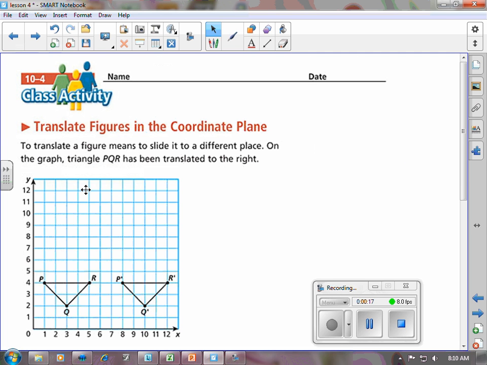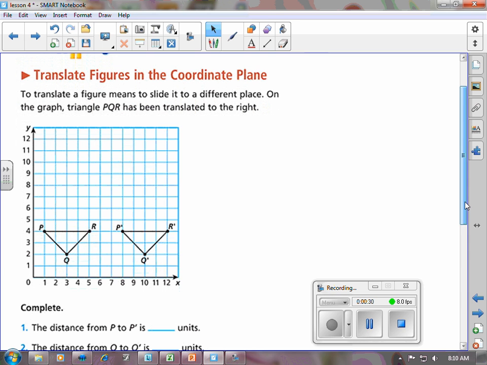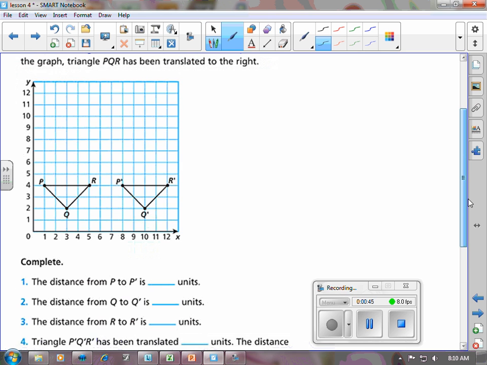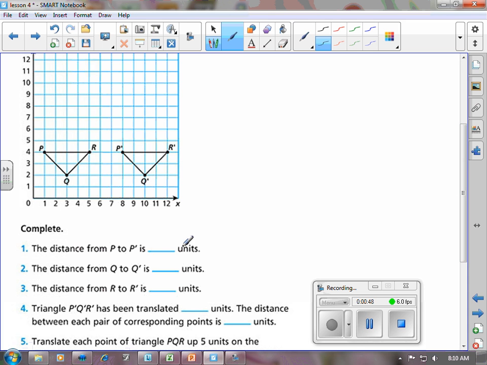Okay, so just to start out, to translate a figure means to slide it to a different place on the graph. So triangle PQR has been translated to the right. It's slid over, and you could say exactly how far it slid. It's gone over 1, 2, 3, 4, 5, 6, 7 places to the right. So you can be pretty specific about what's happening with those shapes. So the distance from P to P is 7 units. The distance from Q to Q will be 7 units.